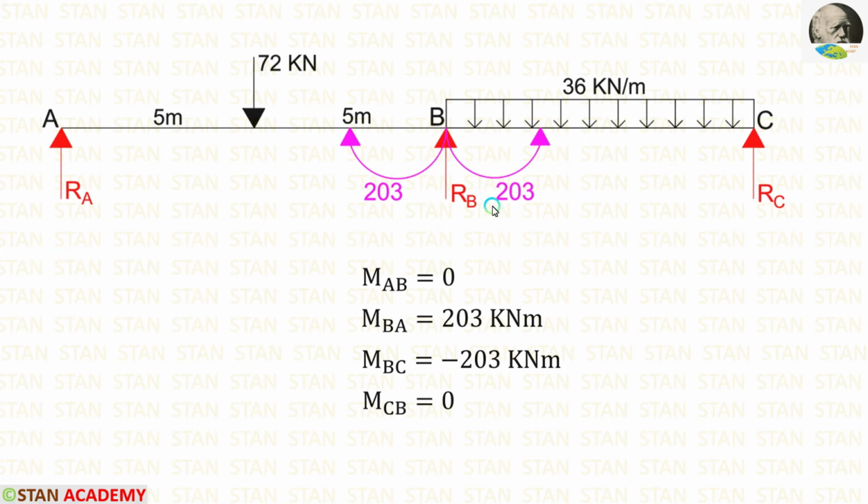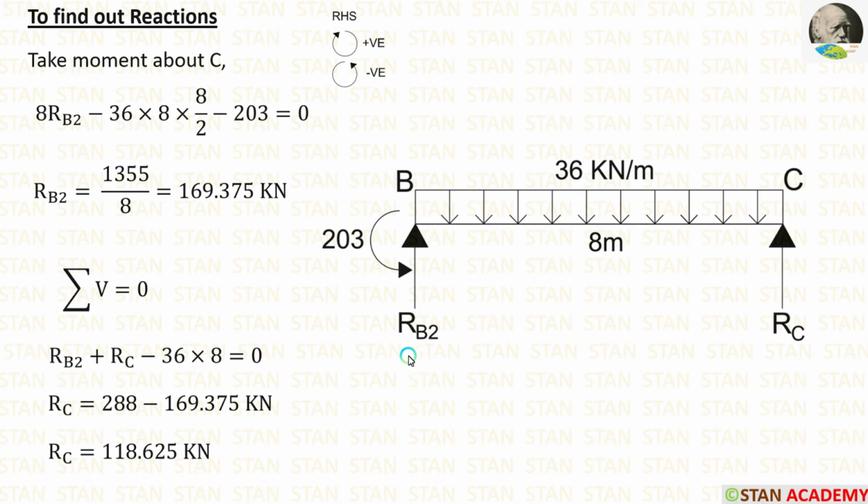Now let us take the span BC and find out the reactions. In the span BC, we are having an anticlockwise moment MBC which is equal to 203. In this span, first I am going to calculate RB2. For that I am going to take moment about C. In this case also, I am moving towards right hand side. Clockwise will be positive, anti-clockwise will be negative.